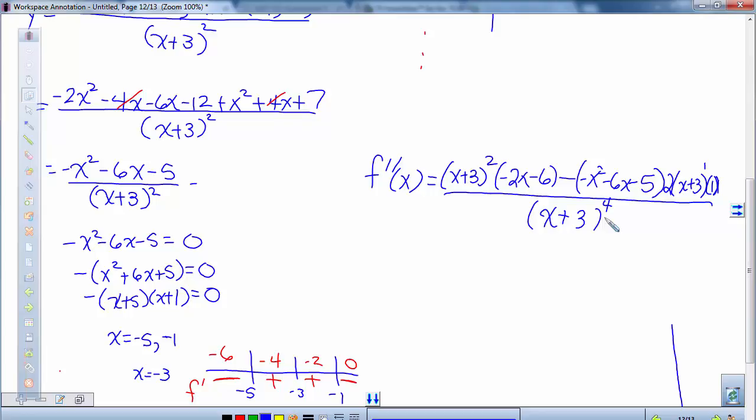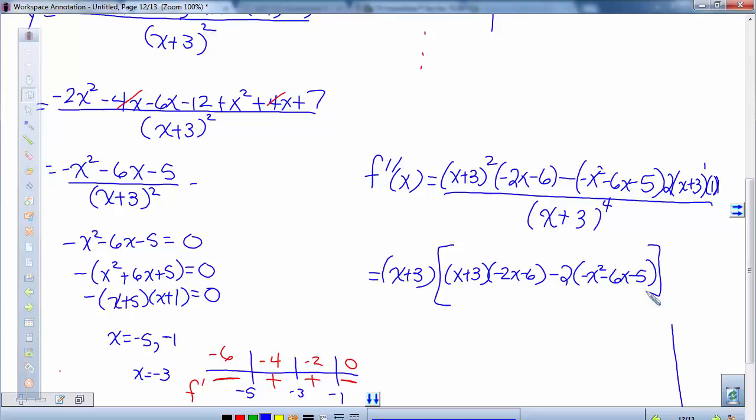Okay. So we get any values from here. Okay, how am I going to reduce this? Okay, we can factor out x plus 3. Okay, we're left with x plus 3 times negative 2x minus 6. Okay, minus 2 times negative x squared minus 6x minus 5. Okay, all over x plus 3 to the fourth.